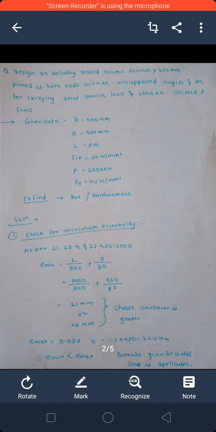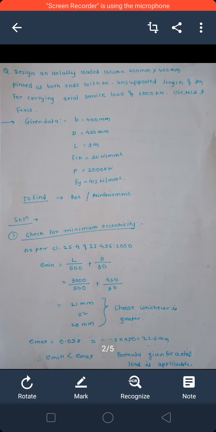So given data is, we have given width of section b equal to 400 mm, D equal to 450 mm, unsupported length of column is given which is 3 meters. We have given fck 20 Newton per mm square. The given load which is working load is 2000 kilonewton. fy is equal to 415 Newton per mm square, and we have to find Ast, that is area of steel or reinforcement. Solution: first step is to check the minimum eccentricity.